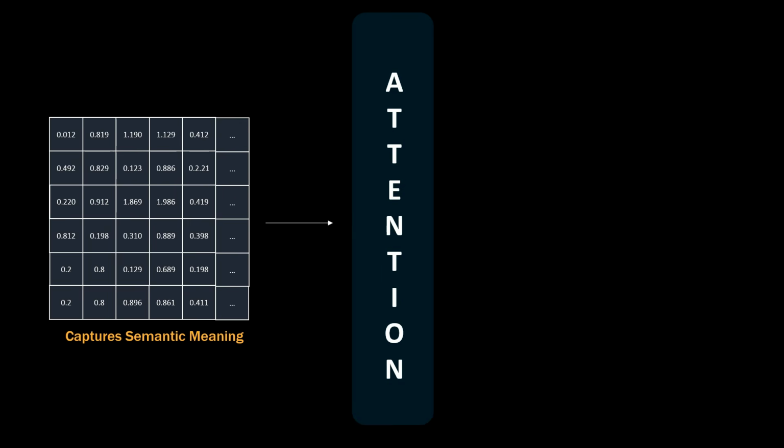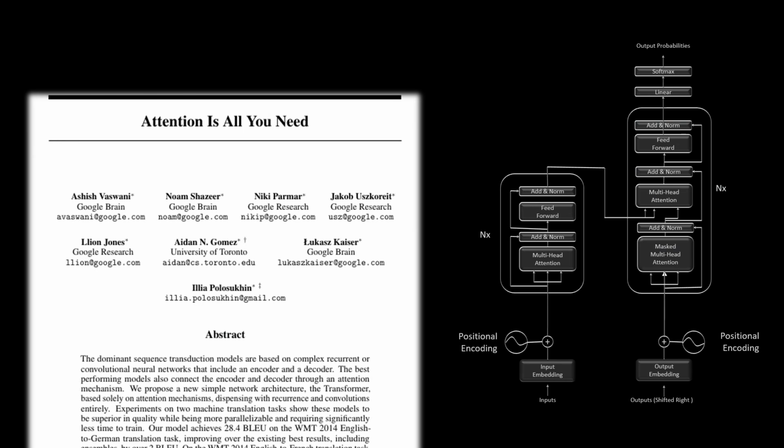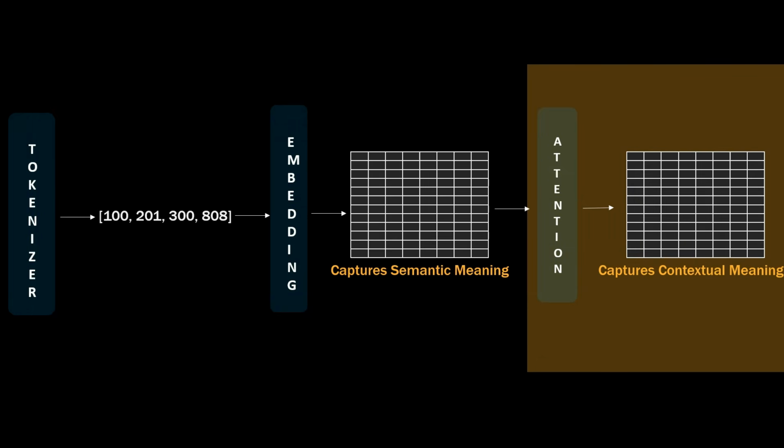The self-attention mechanism transforms semantic representations into contextual representations, making sure words are understood correctly in their specific context. Self-attention is extremely powerful. It was introduced in the paper Attention is All You Need, where the transformer architecture uses attention mechanisms in both its encoder and decoder. In the architecture, it first tokenizes the text, then gets embeddings that capture semantic meaning, and finally, applies self-attention to incorporate contextual meaning. So now you know what the attention mechanism does.